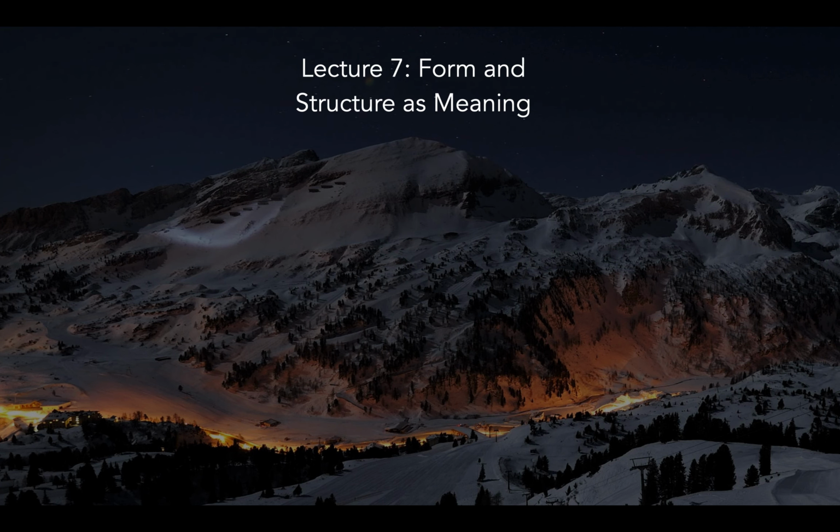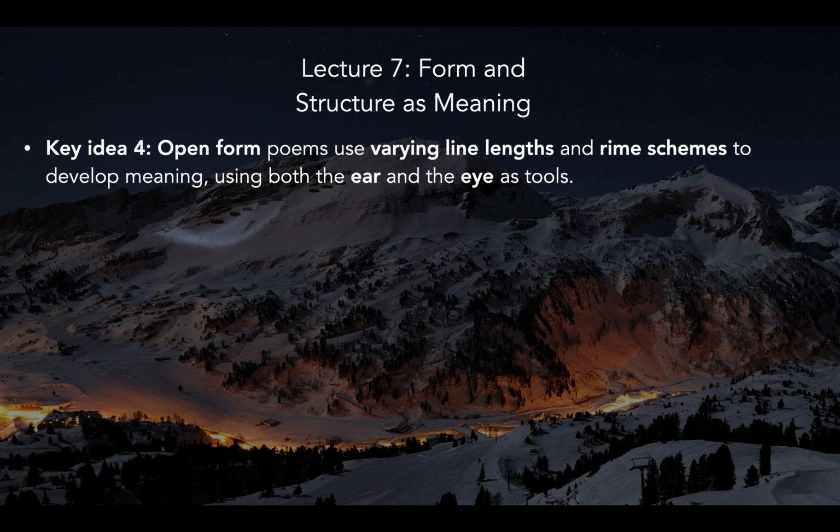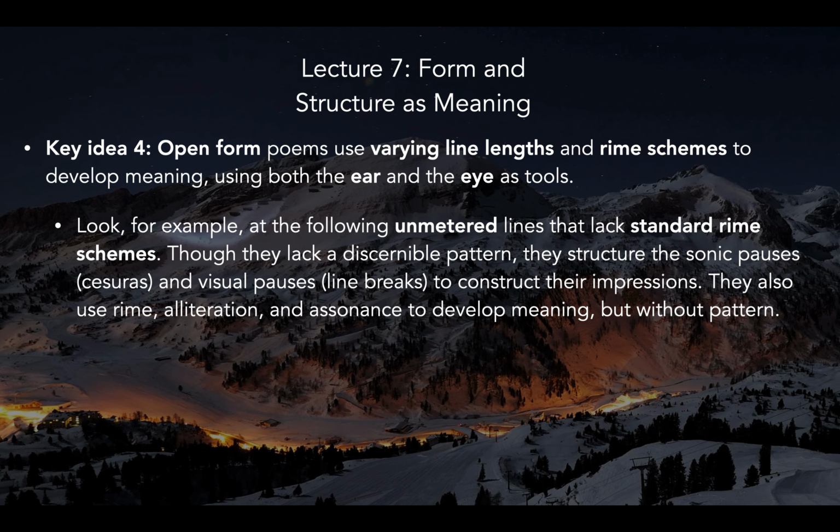All right, let's talk about open form just a little bit, and then we are going to be done for the day. Open form poems, in contrast to closed form poems, use varying line lengths and rhyme schemes. Do they use line length? Yes, of course. They are poems and they have lines, but they break when they want. Do they use rhyme? Yeah, if they want to, and when they want to, and how they want to. Both use them to develop meaning, using ear and eye as tools, just like normal poetry would do, but it doesn't follow a predetermined or premeditated pattern.